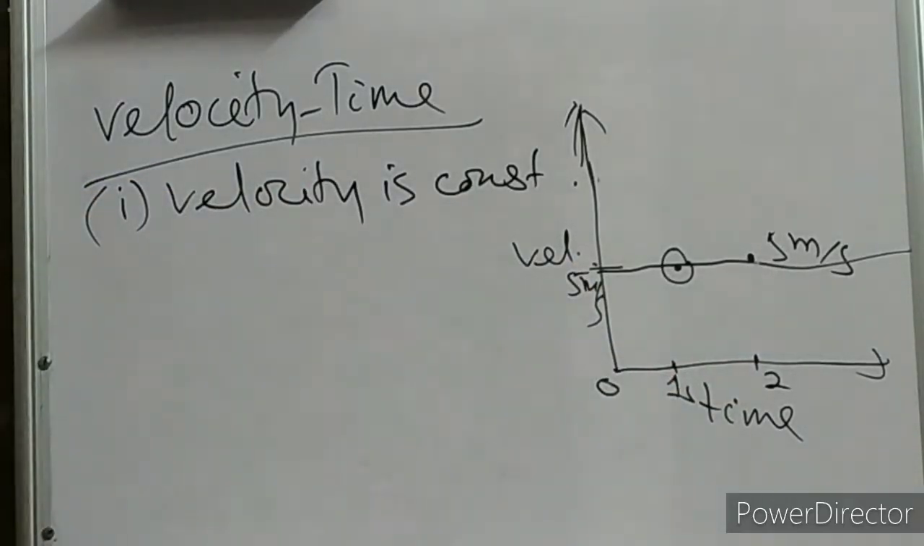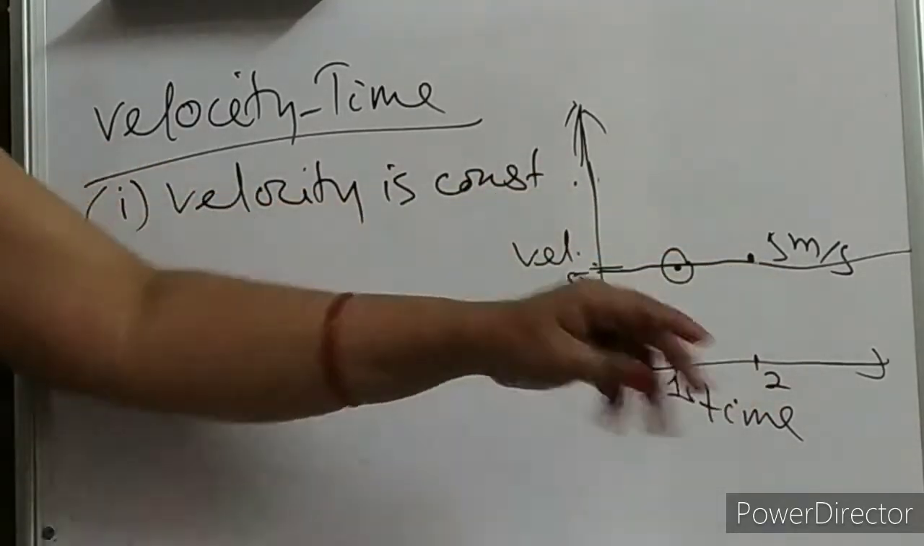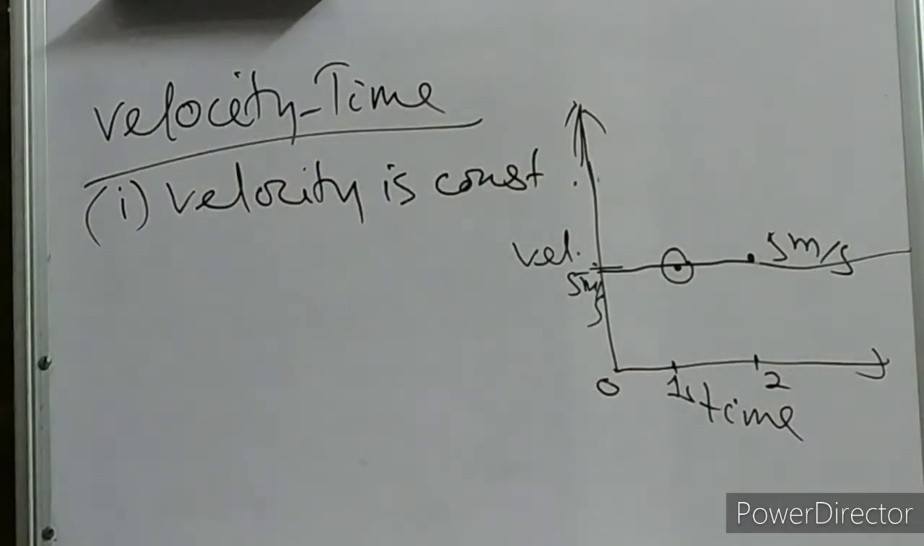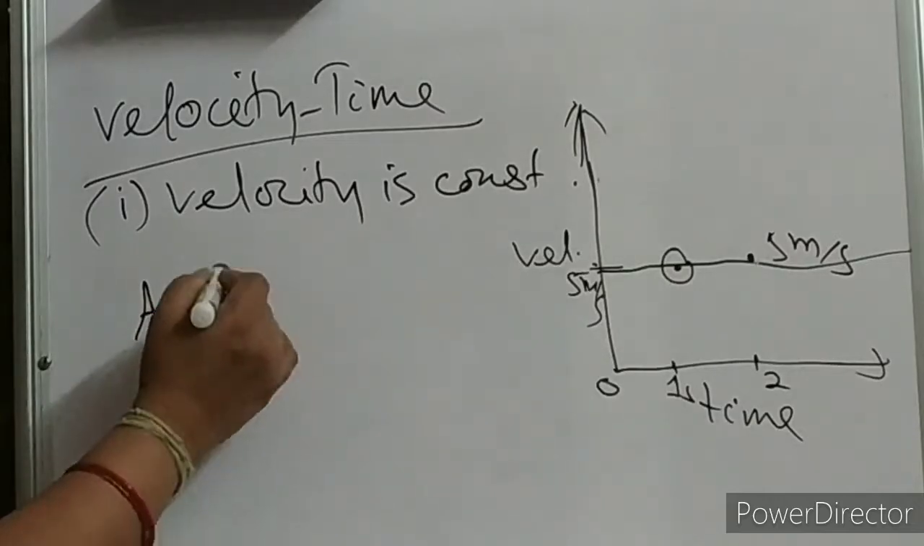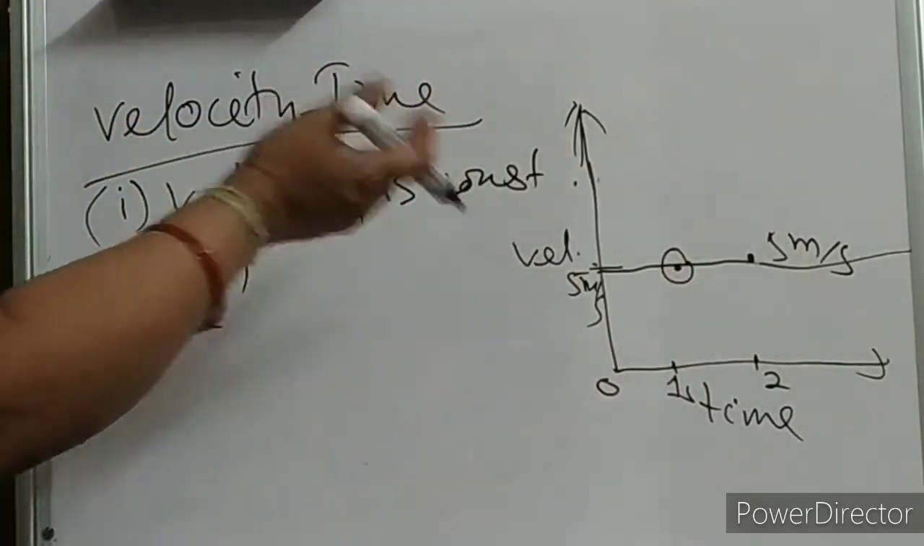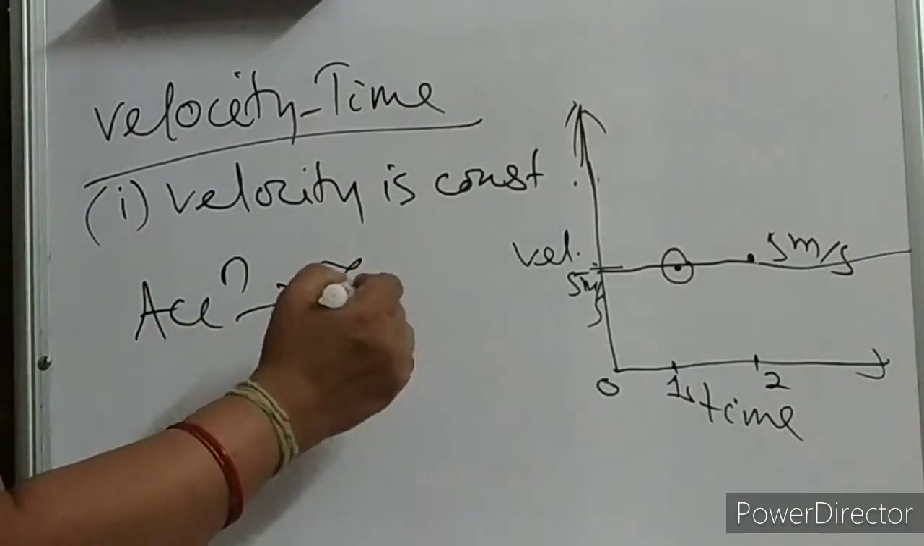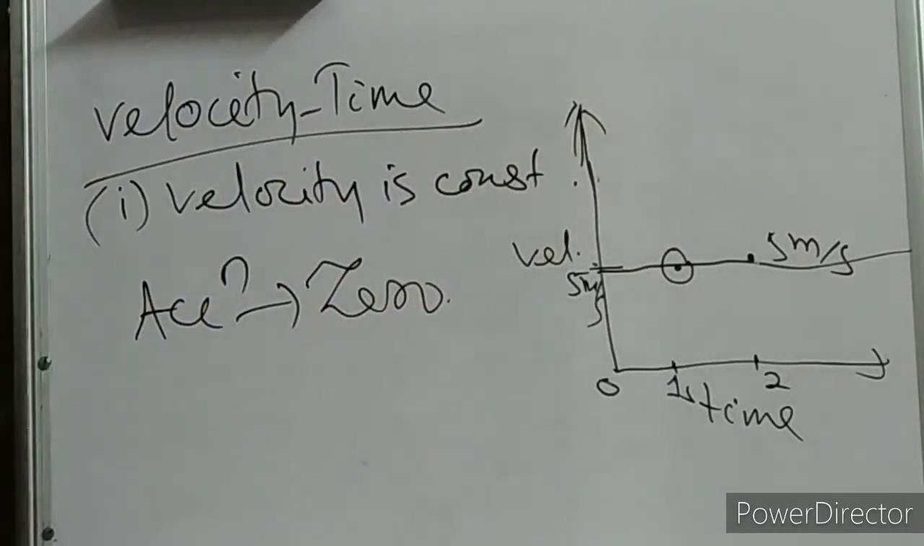When the body is moving with constant speed, we get a straight line graph which is parallel to the time axis. Now tell me, is there any acceleration, children? Velocity is constant. What is acceleration? Change in velocity by time taken. When there is no change, will there be any acceleration? So here it is 0 acceleration, children. In this graph, there is 0 acceleration.